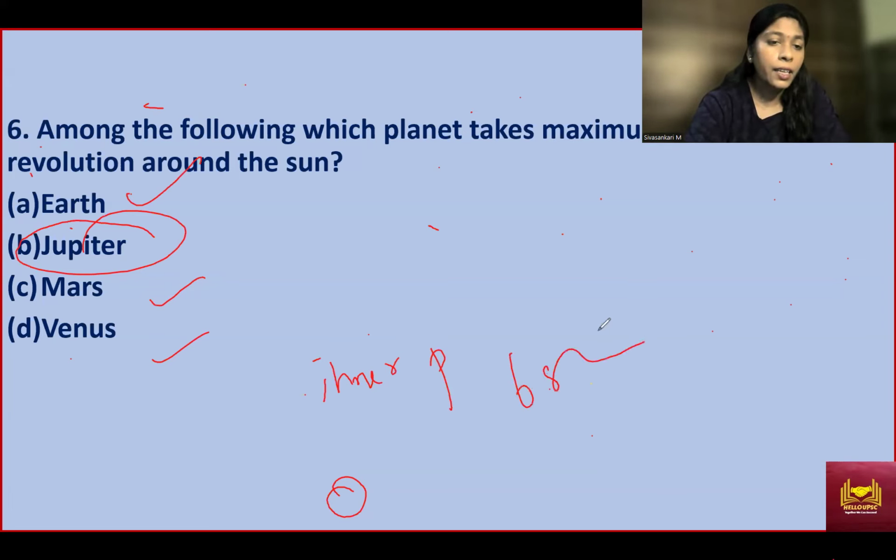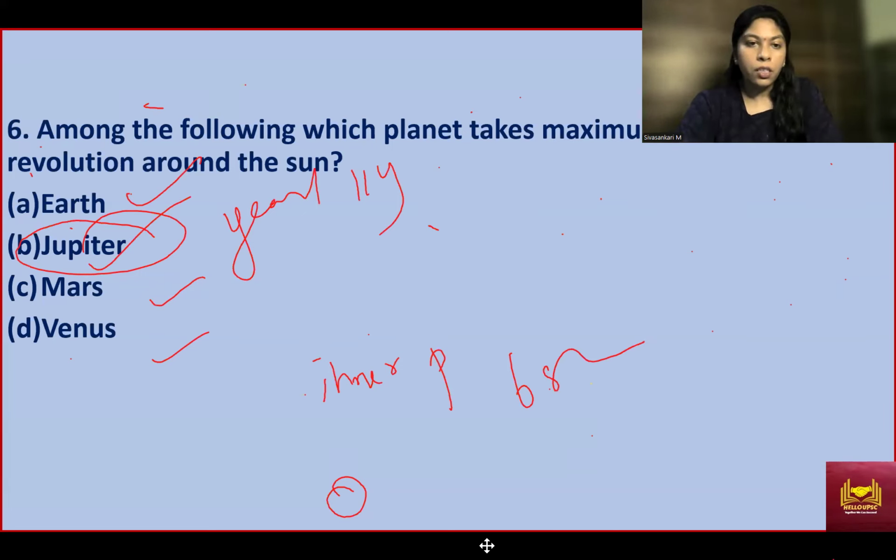600 days, 680 days, something. But Jupiter takes years to go around. 11 years we have seen. So Jupiter is the answer. Come to the next question.